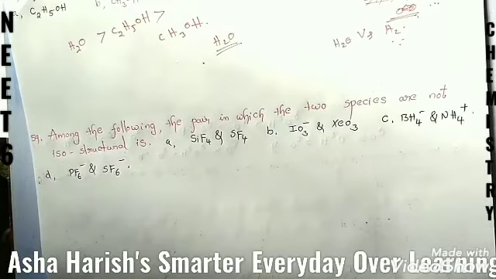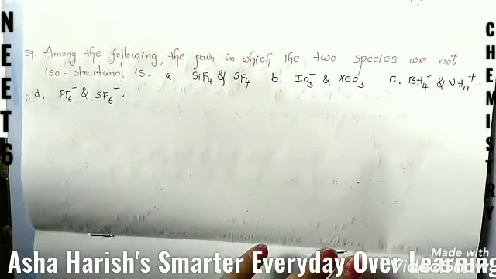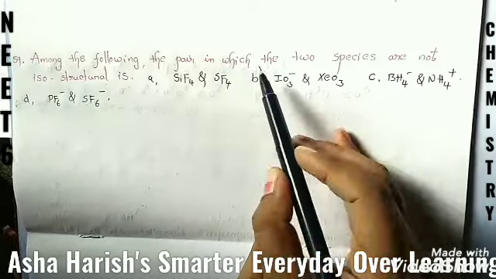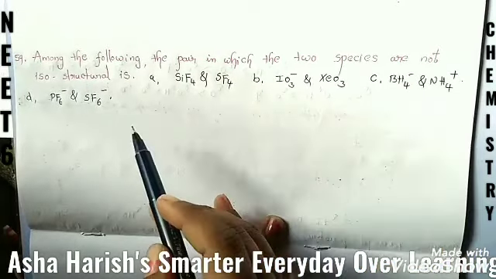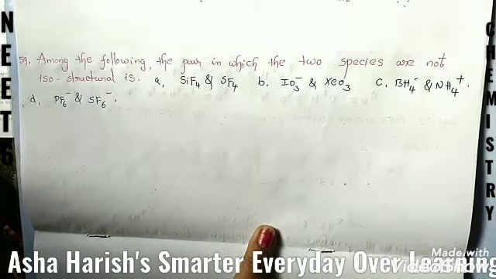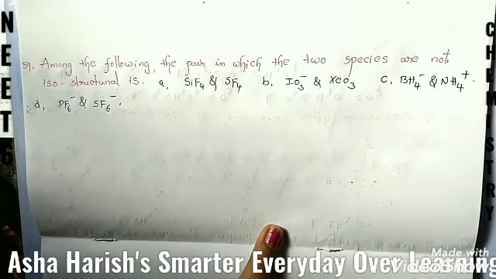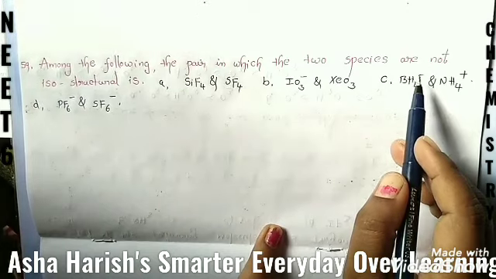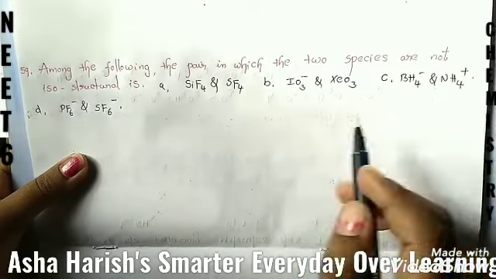Right. The next one, the last question for today's session. Among the following, the pair in which the two species are not isostructural is. Here the options we have are isostructural ones, and the one which does not have the same structure. Let us see. Here students, options we have.